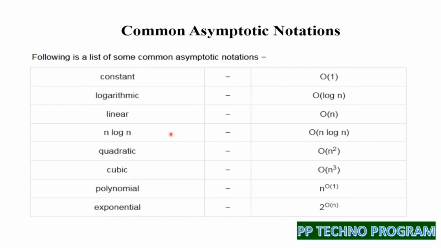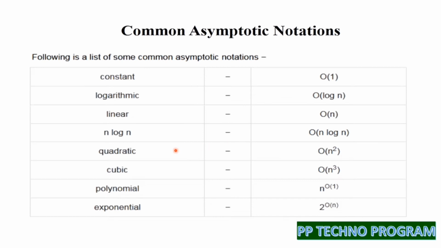N log n is basically used for the divide and conquer technique, so it is represented by big O(n log n). If your equation is in quadratic format, then time complexity is big O(n square). Selection sort, bubble sort, and insertion sort also have time complexity big O(n square), because there are two elements: the first element is compared with the second element, and the second element is compared with the next element, and so on.